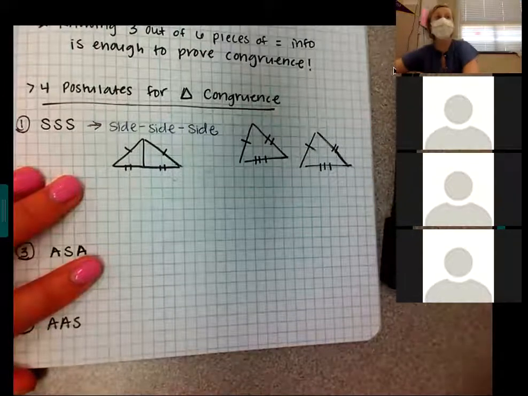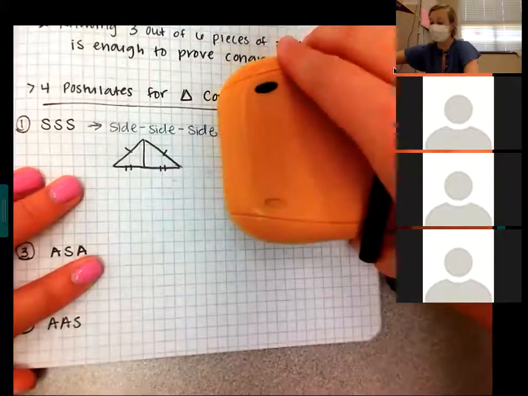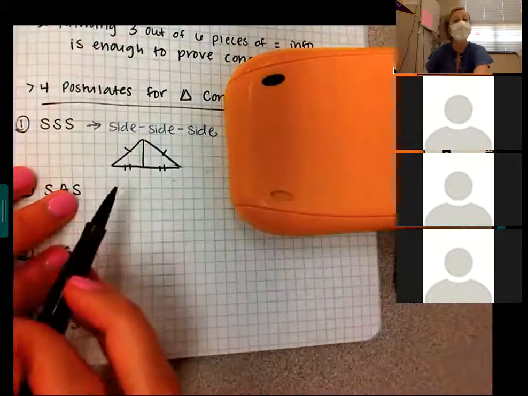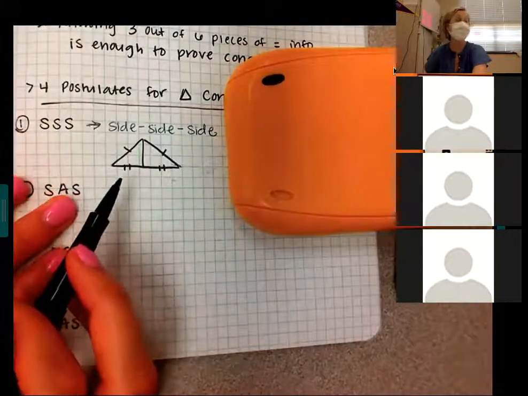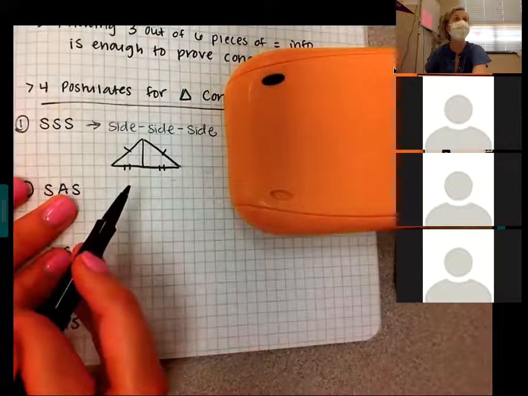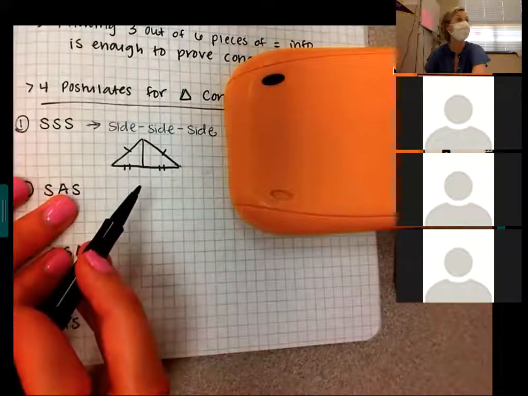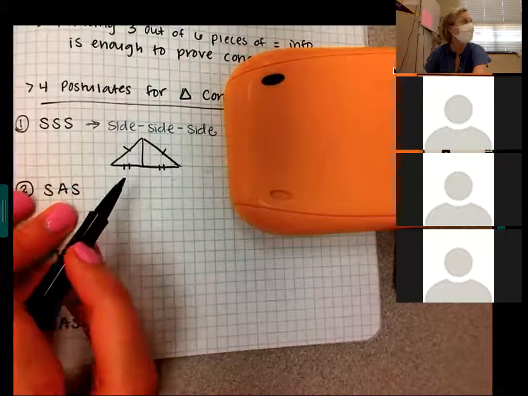Okay, so the picture I just drew, y'all, I'm going to cover this other one up so you know which one I'm talking about. Those triangles are congruent by side, side, side. Can you tell me why?